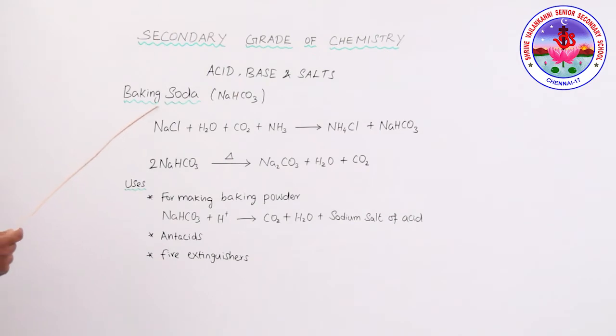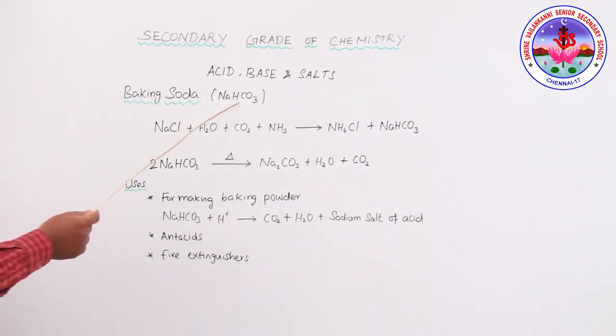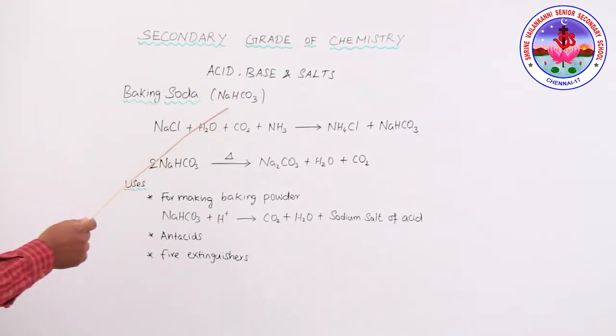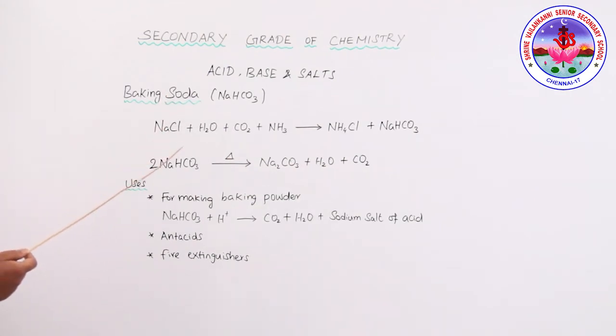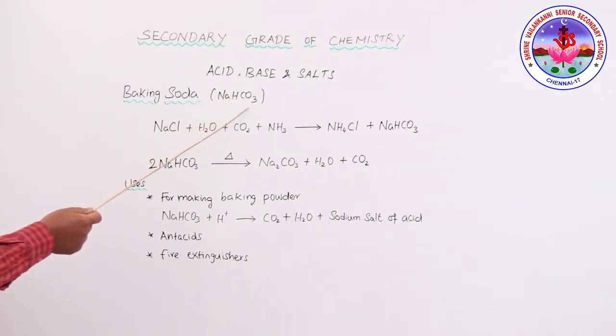Baking soda, the formula is NaHCO3, also called sodium hydrogen carbonate. This is commonly used in the kitchen for cooking purposes. Sometimes it is added for faster cooking also. So the chemical name of the compound is sodium hydrogen carbonate.